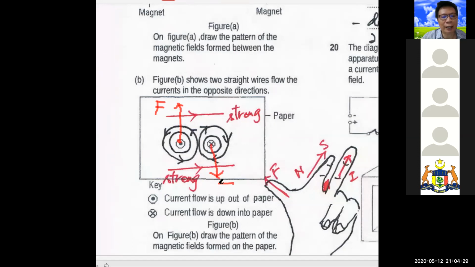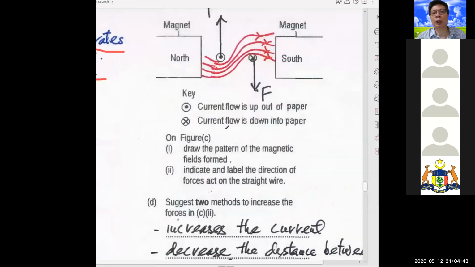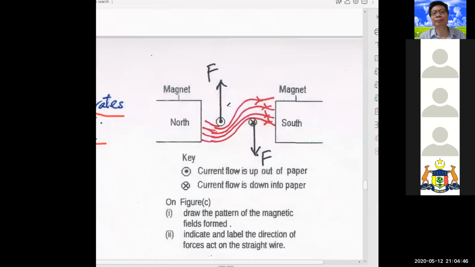So roughly it's like that. The force here goes up, the force here comes down. Okay? Now let's see what the question asks first. We move to the right side. Then we are asked to draw. Okay? We draw like this.